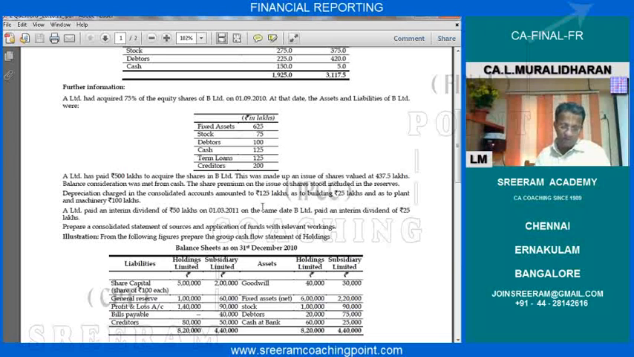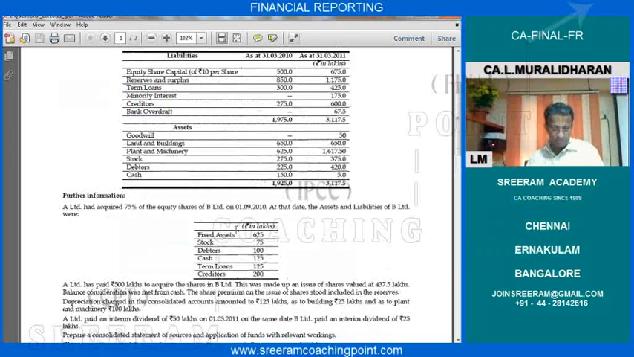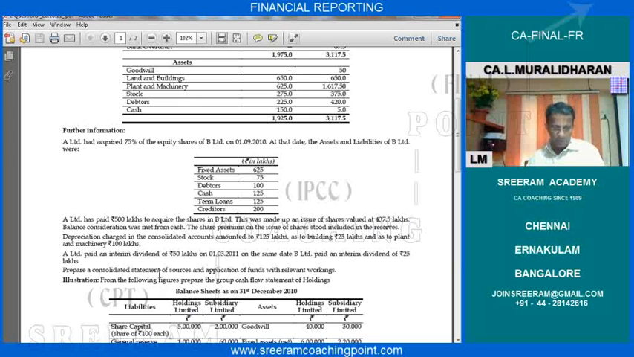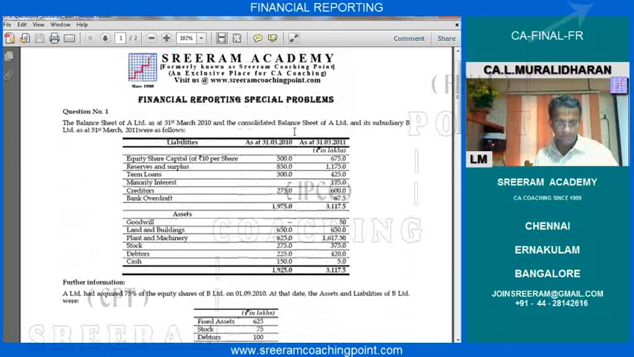A Limited paid an interim dividend of 50 lakhs on 1/3/2011, and on the same day, B Limited also paid an interim dividend of 25 lakhs. Prepare the group cash flow statement. So the original problem did contain the information regarding fund flow. As a student requested, why don't we solve this under cash flow? Then I thought we can take up the problem with alteration of the dates, which would be very close to your examination. So now this is the first problem that we will take up.